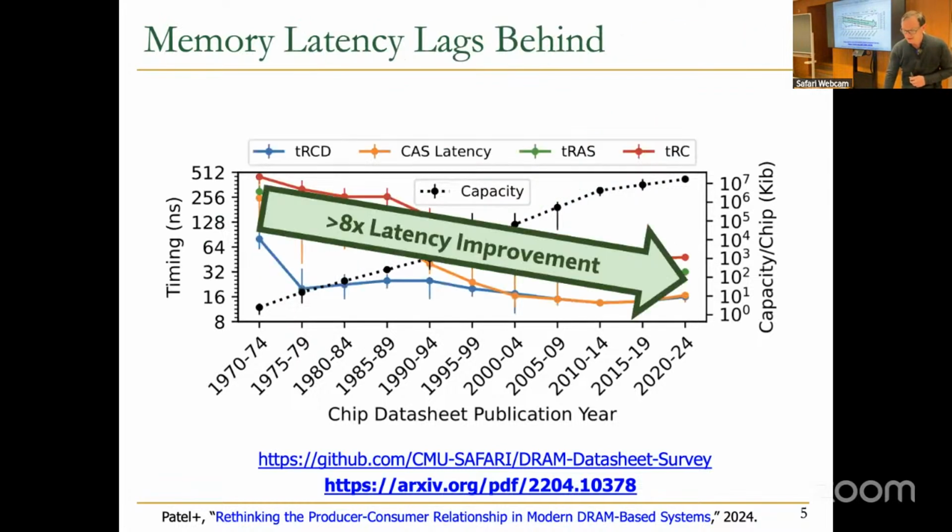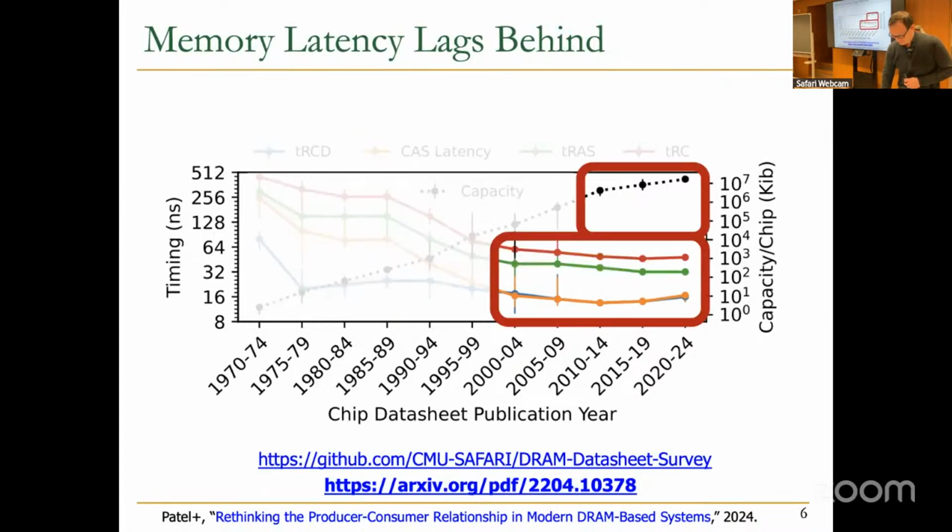And this is what happened to latency. 8x latency improvement over the same course of 50 plus years. 1,000,000x plus versus 8x. And in more recent years, the last 20 years, you can see that this is almost constant. Some of them are going up.